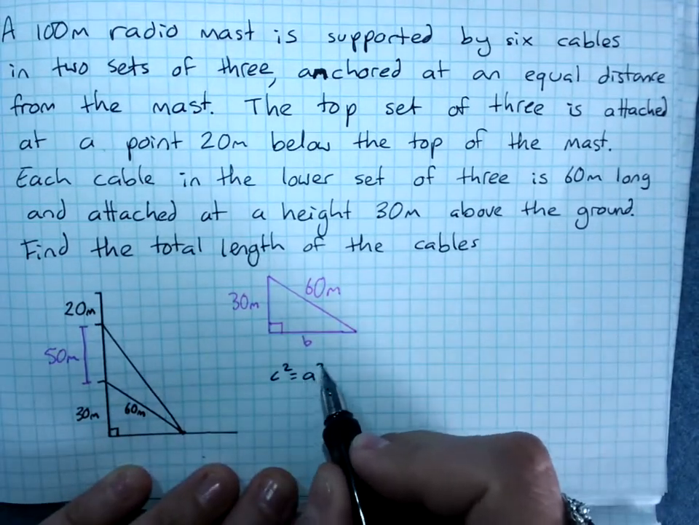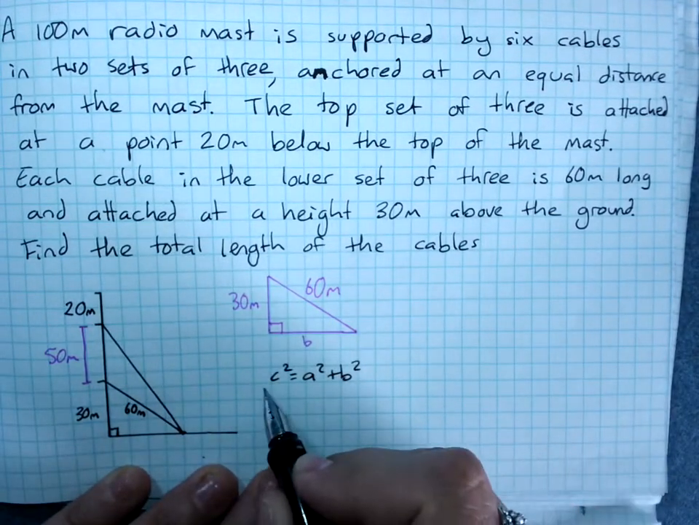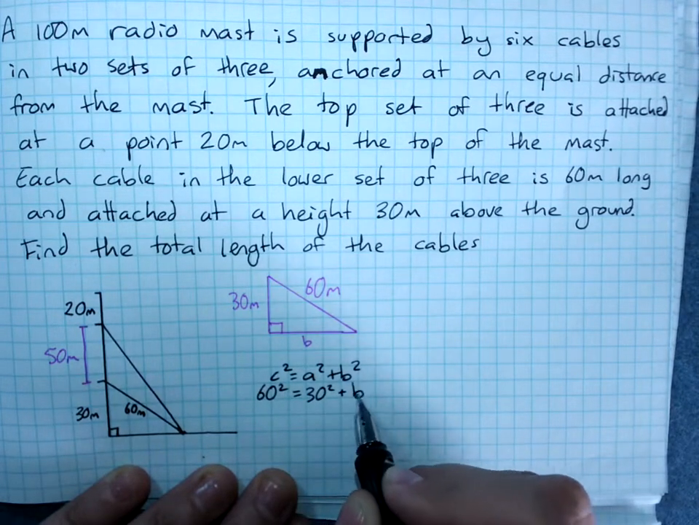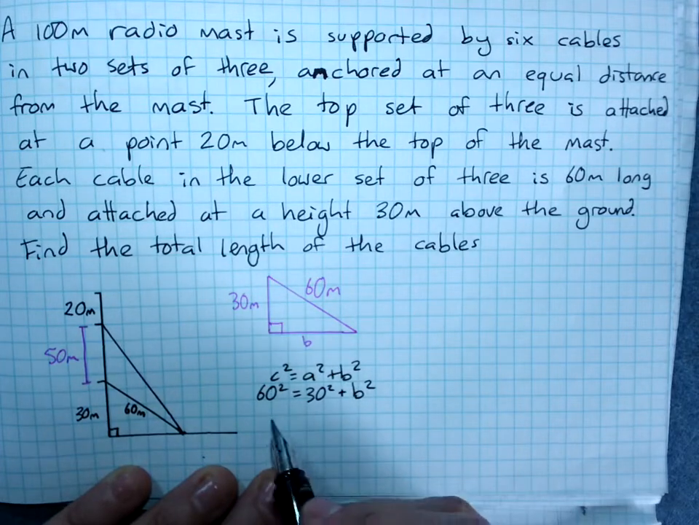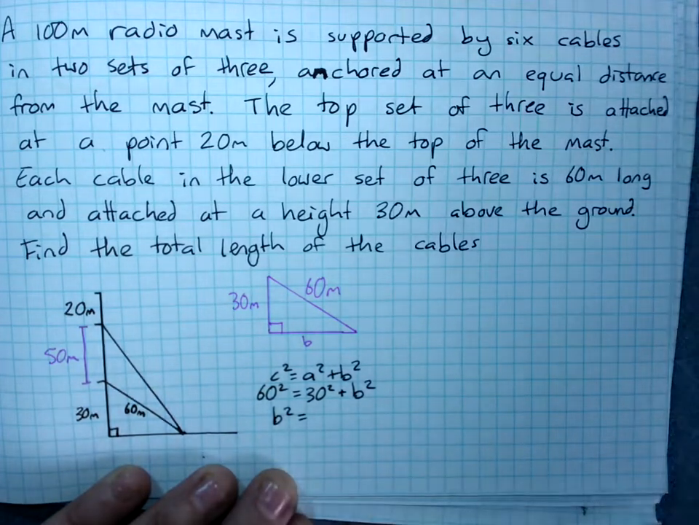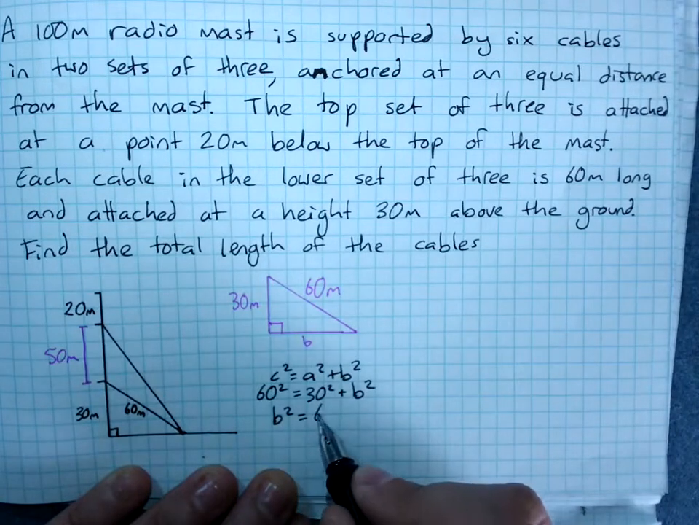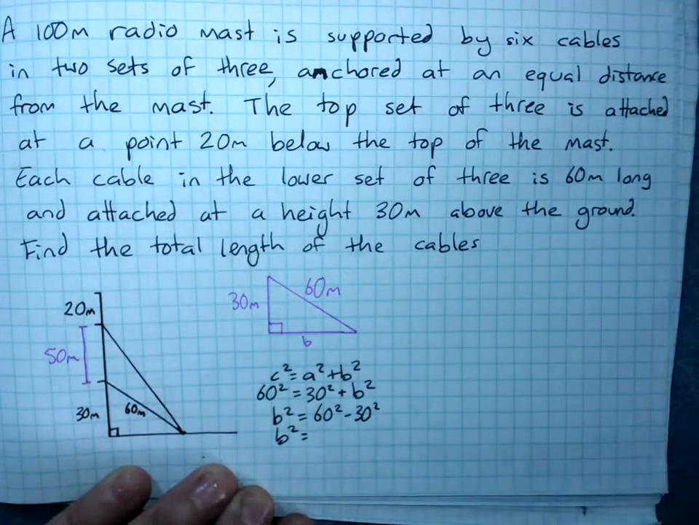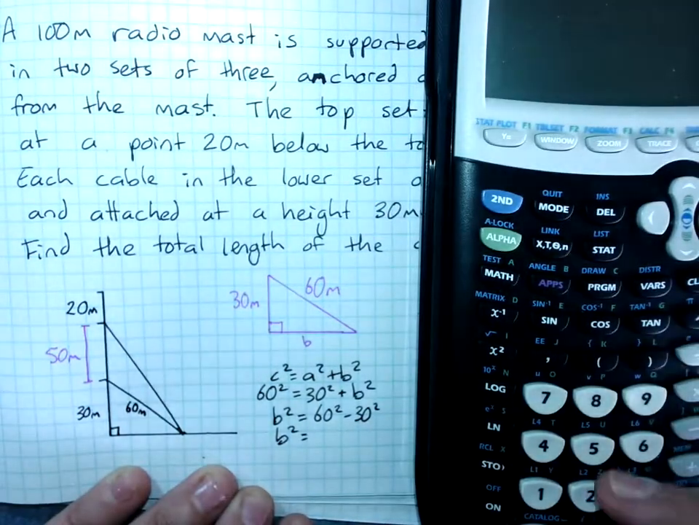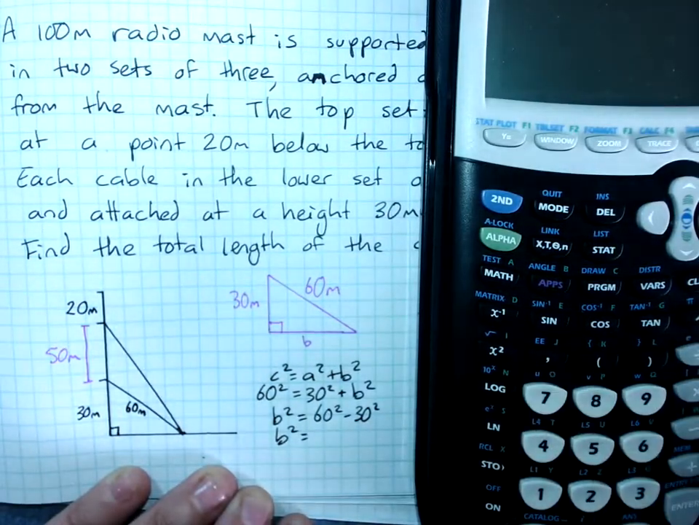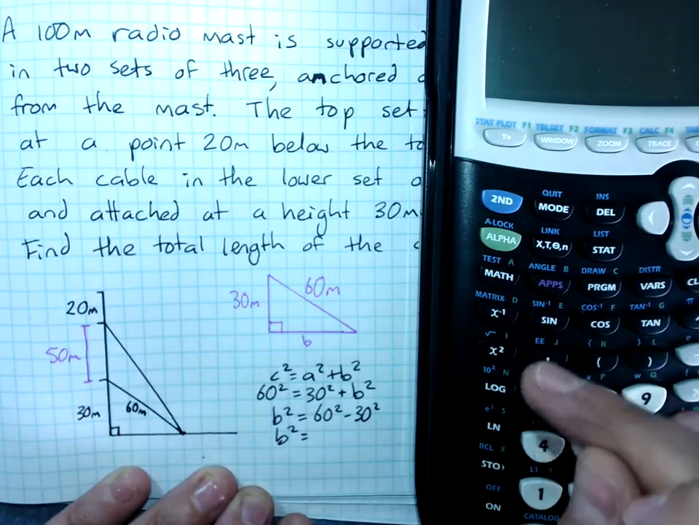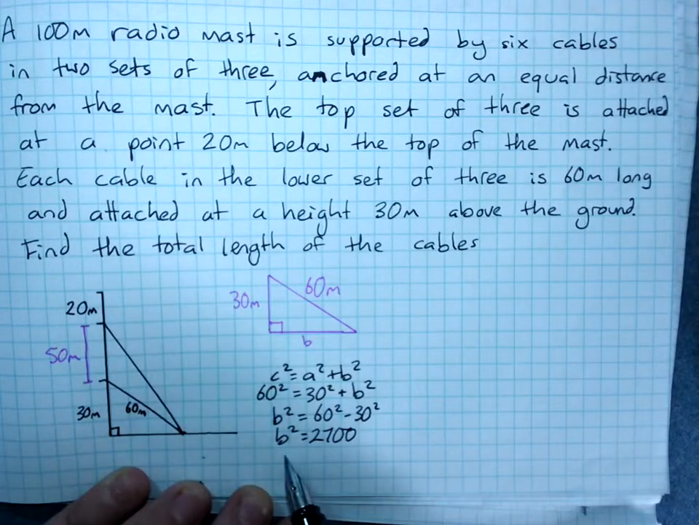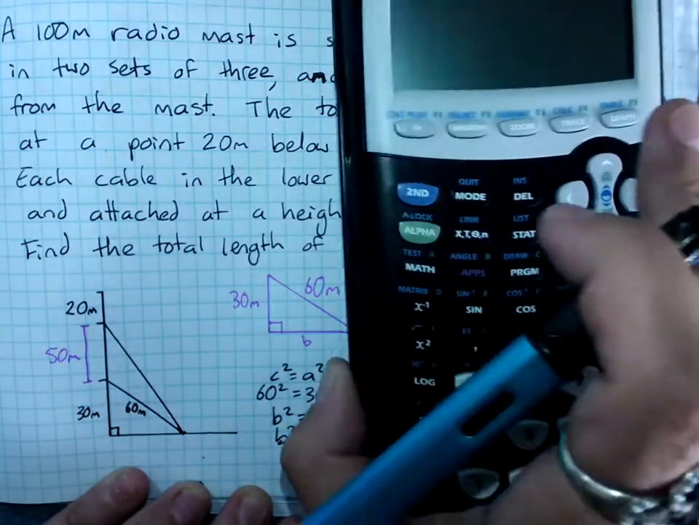C squared is A squared plus B squared. Substitute your values. 60 squared is 30 squared plus B squared. B squared is going to be 60 squared minus 30 squared. Evaluate B squared. It comes to 2,700. So B is the square root of 2,700.